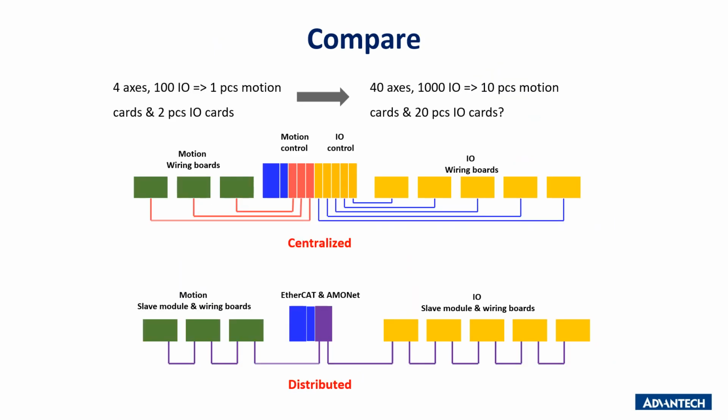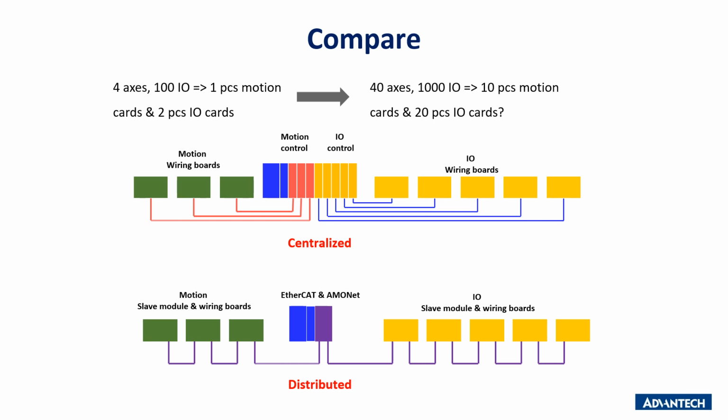Here is the comparison between centralized and distributed motion architecture. For a small number of motion axes and I/O channels, it is suitable to use the centralized motion architecture, because it can be accomplished with one or two motion cards and I/O cards.